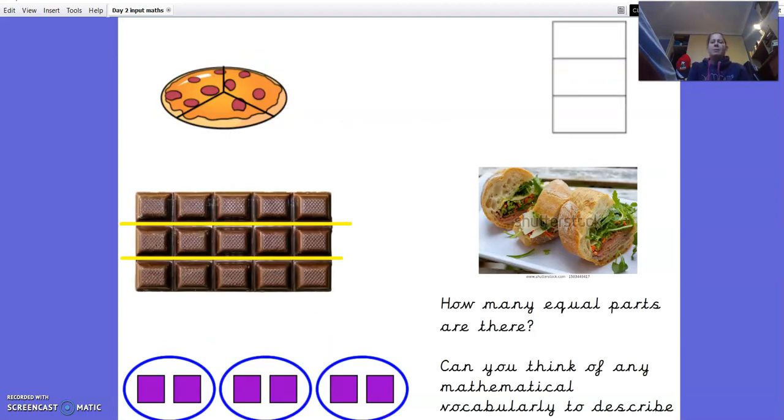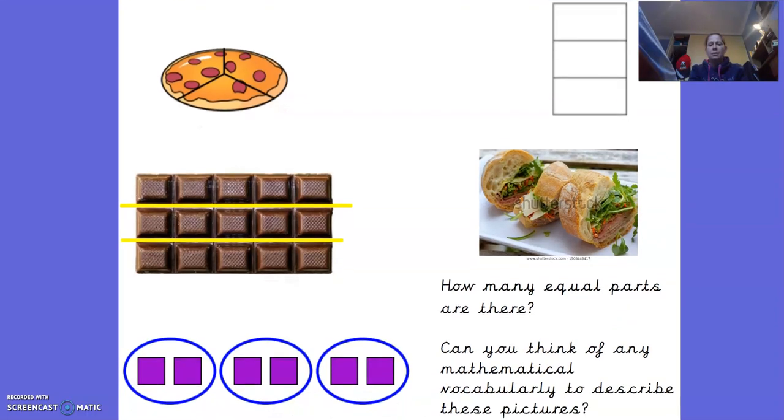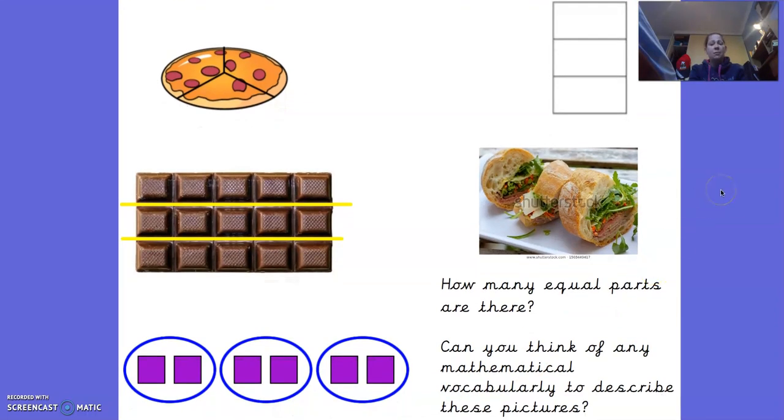Okay, so now we're going to be moving on to the main part of today's lesson. So I'd like you to have a look at all these things. How many equal parts are there? There are 3 equal parts for each one, okay? Can you think of any mathematical vocabulary to describe those pictures, to describe when we split it into 3 equal parts? Pause the video if you need to, have a little chat about it.